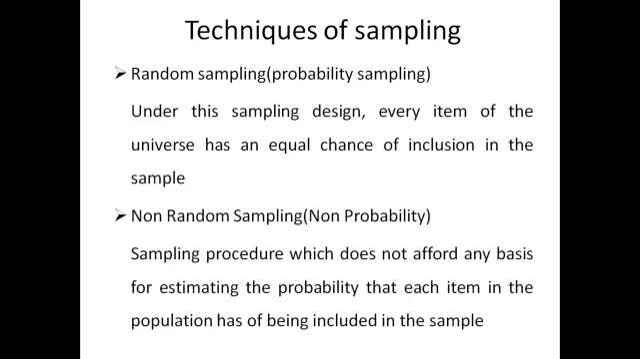Coming to another method of sampling, that is non-random sampling, which is also known as non-probability sampling. This sampling procedure does not afford any basis for estimating the probability that each item in the population has of being included in the sample.